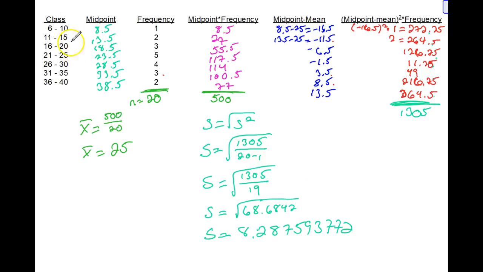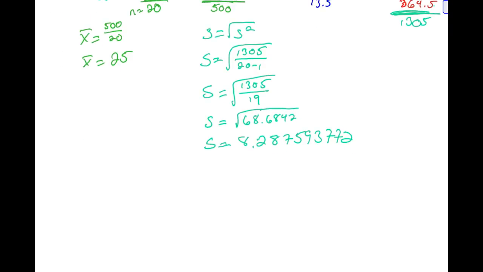Okay, our classes are whole numbers, which indicates that our raw data would be whole numbers as well. So since everything is whole numbers, we're going to round this to 1 decimal place. Now notice that the 8 is larger than 5, so I'm actually going to get that the standard deviation is 8.3 because I need to bump this 2 up to a 3 based on that 8.